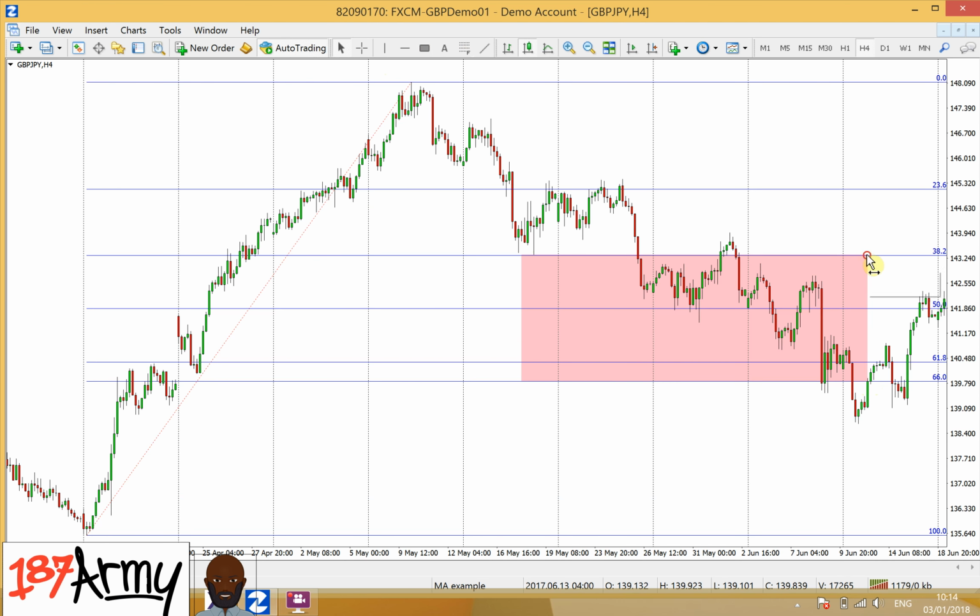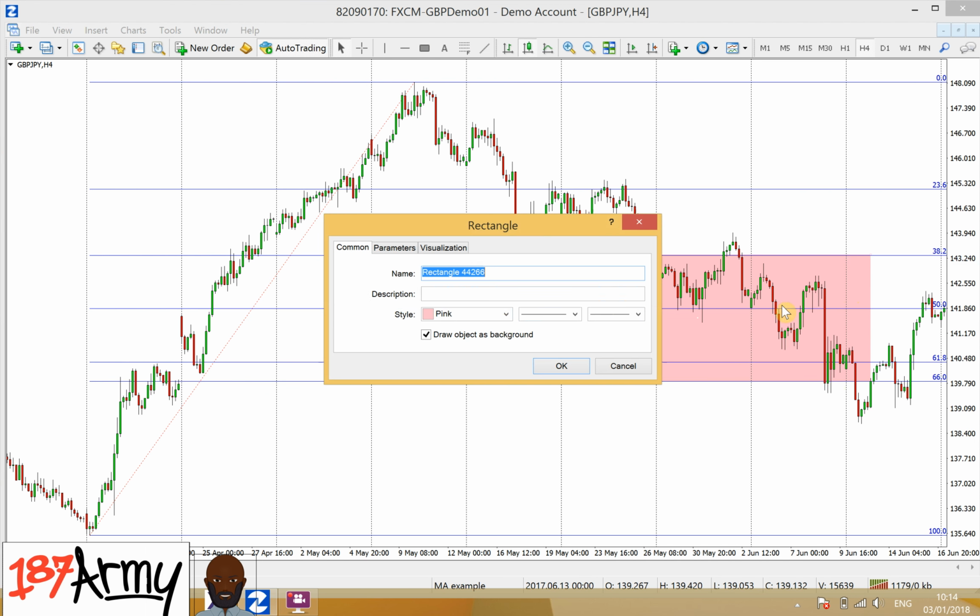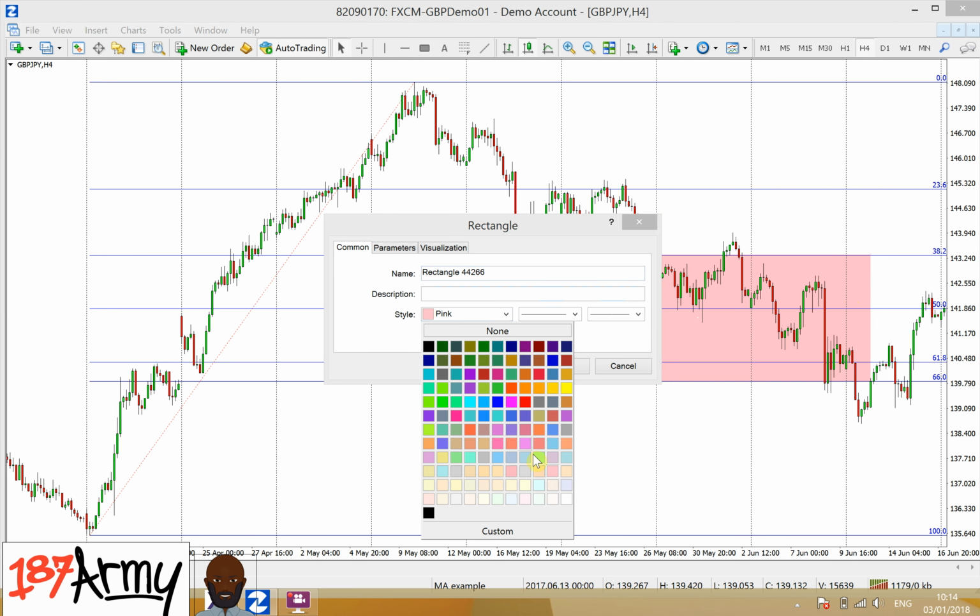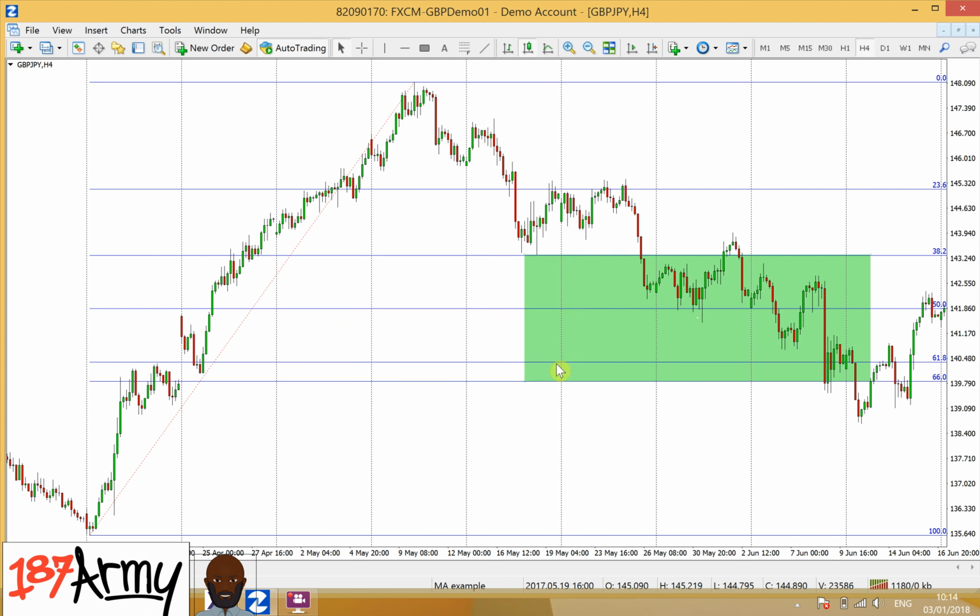66.0. Again, I'll make the box green so that you know that you're in bullish, like green. So again, you've marked Fibonacci from the low to the high. That's what you do when you're in a bullish market and you're looking for buying opportunities. You draw from the low to the high.